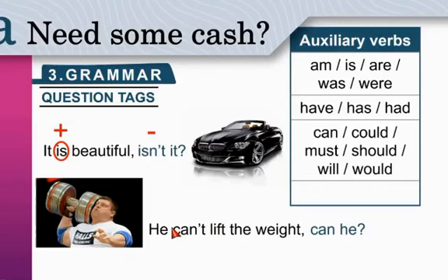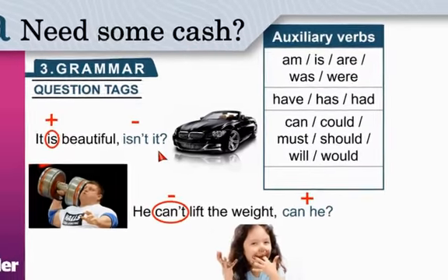Yes, look here. Where is the auxiliary verb in this sentence? He can't lift the weight. It's can't. This time the auxiliary verb is negative. Right? Look here. We make it affirmative. Can he? He can't lift. Can he? Okay. It is. Isn't it? Look.